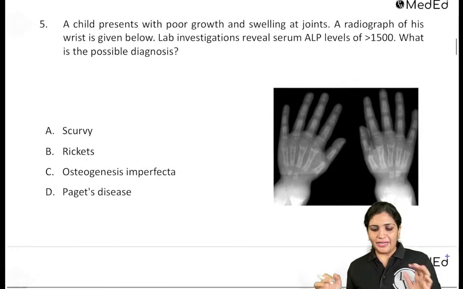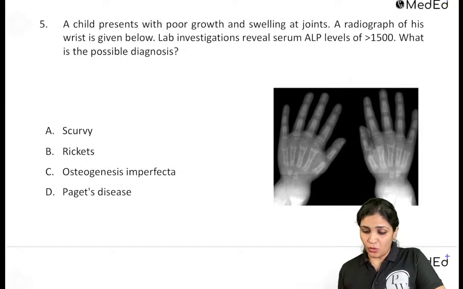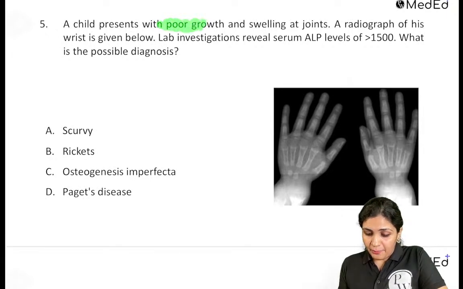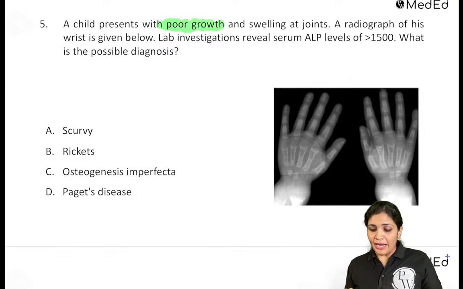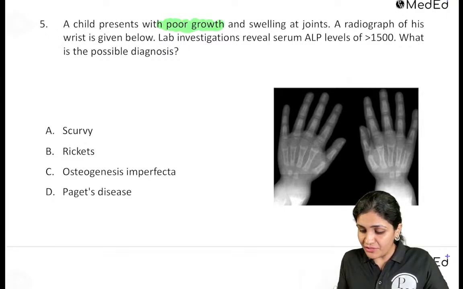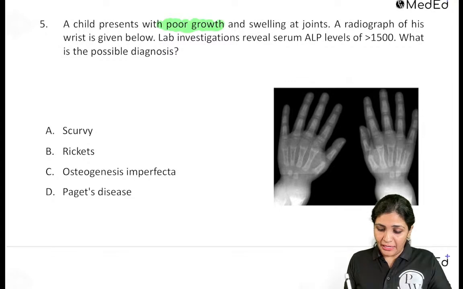Next, moving on to the next one. A child presents with poor growth and swelling at the joints. So there is a child with poor growth and swelling at the joints, right? And now a radiograph of his wrist is given below. Lab investigations reveal serum ALP levels of more than 1500. What is the probable diagnosis?